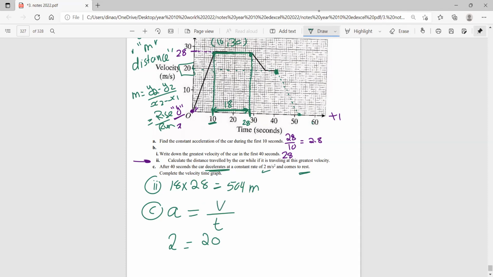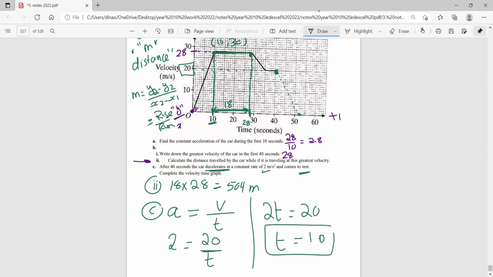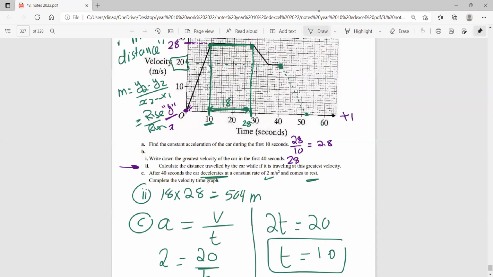Acceleration is change in velocity over time. So it comes to rest, meaning the final velocity is 0. So the initial velocity, which is 20, over the time. By cross multiplication, 2t equals 20, so t equals 10. What does that mean? It means the car stopped after 10 seconds.